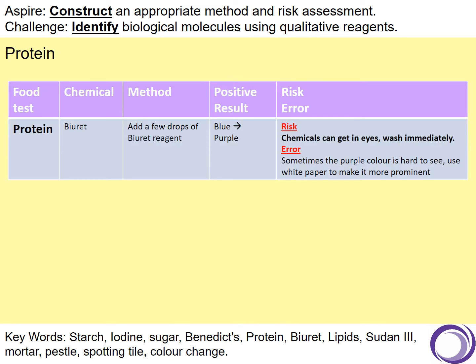The next food or nutrient that you need to be able to test for is protein. And protein is tested for using Biuret reagent. And this is again quite an easy one. Just add a couple of drops of Biuret and it goes from blue into purple. The risks for these are if it gets into your eyes, you need to wash it very quickly. And sometimes the colour is really hard to see, so sometimes you can use white paper underneath the solution to make it more obvious. So here's a video of it to help you out.